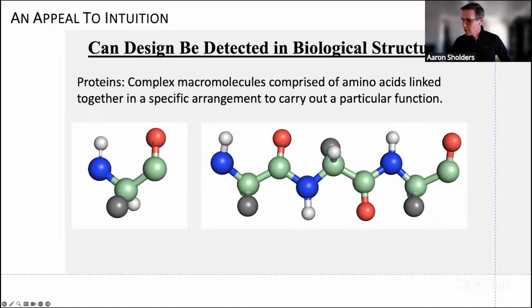So here is an amino acid, okay? You can see the structure here, see that structure here. So there's one amino acid. Flip it around and you've got another amino acid, and then you flip it around again, you've got another amino acid, right?